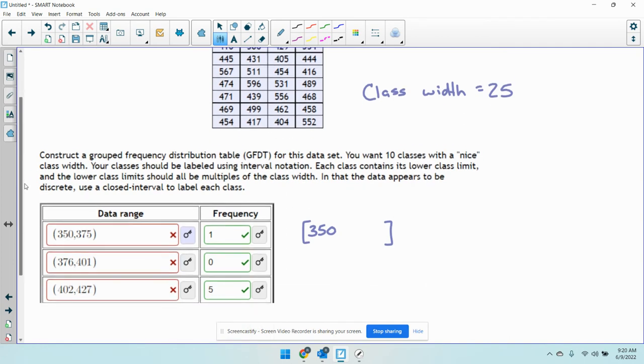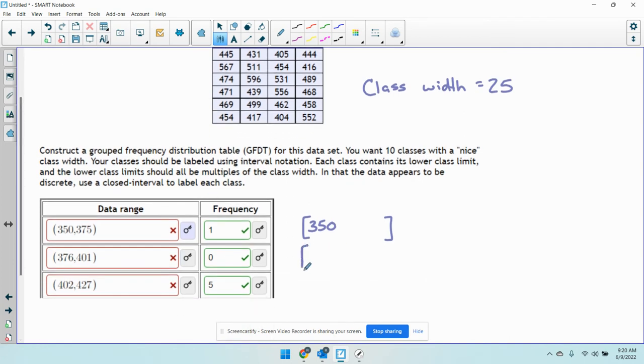Now, if our class width is 25, an easier way to do this would be, okay, use the class width to figure out what the next starting point is going to be. I'm going to go up by 25. So this is going to be 375. The starting point of each class should be a multiple of the class width. So this will be 400, 425.